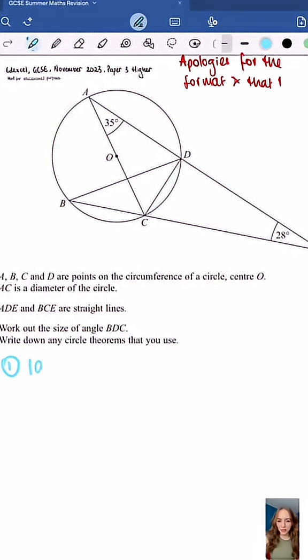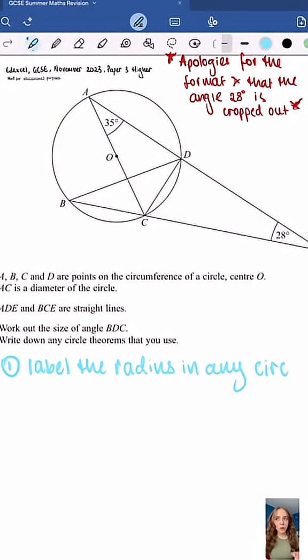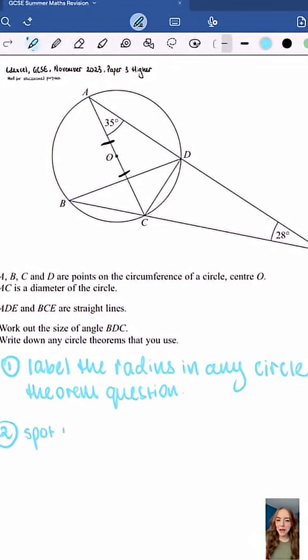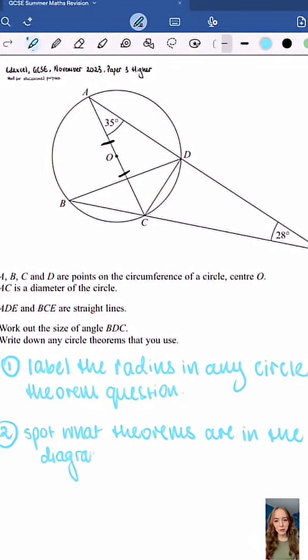The first thing you're going to do is look at your circle and label the radius. The reason you do this is because a few of the circle theorems incorporate the radius, and if you label it for yourself, you'll be able to spot those theorems quicker. The next thing you do is actually start looking for the theorems in the diagram. It doesn't matter which order you do them as long as you spot them all in the end.